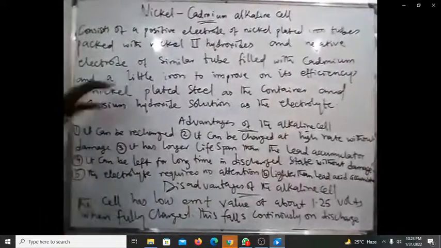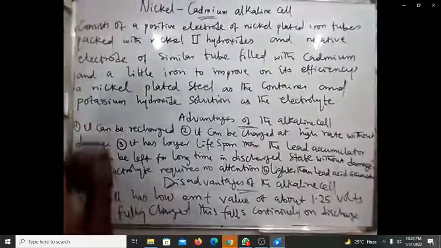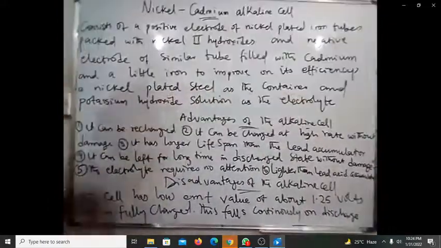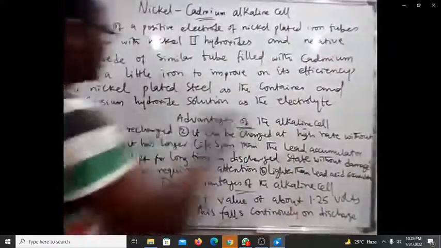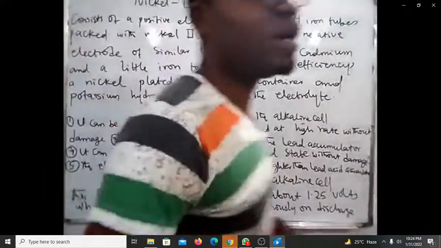Cadmium and a little iron to improve on its efficiency. Now, a nickel plated steel is used as the container, and potassium hydroxide solution as the electrolyte. You can see that the electrolyte is potassium hydroxide, which is a base or an alkaline.